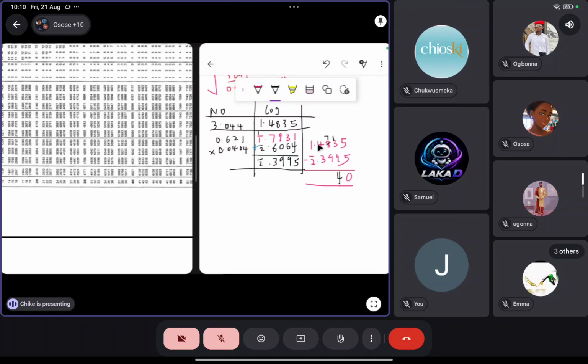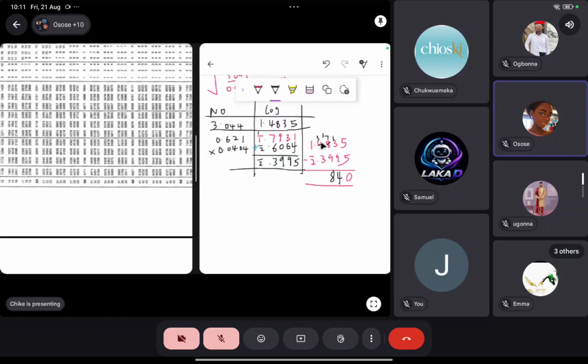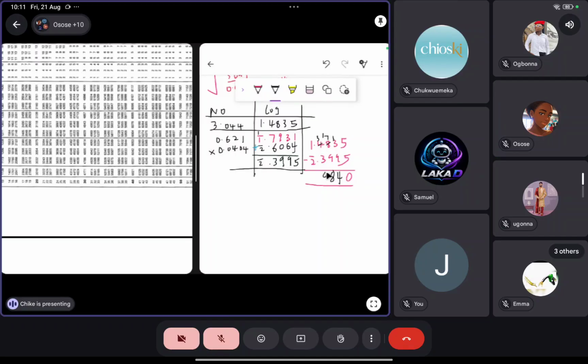Now 7 minus 9 wouldn't go, so I'll come here and borrow. Here will be 3. I'll now have 17. So 17 minus 9 will give me 8. I hope we are together. Yes, sir. So we now have 3 minus 3, which is 0.